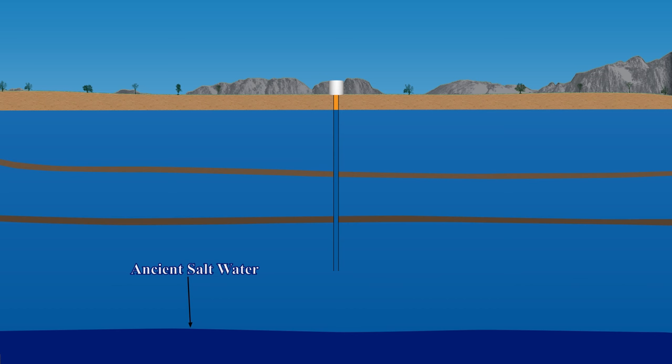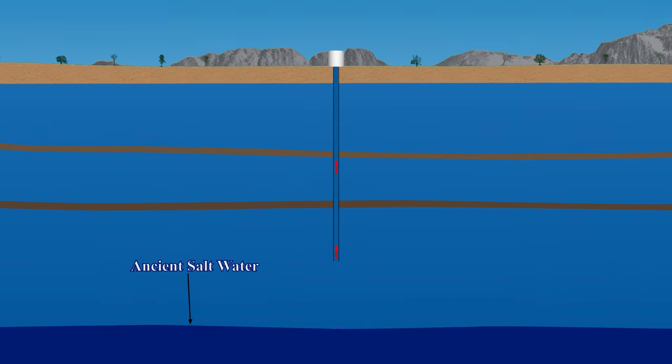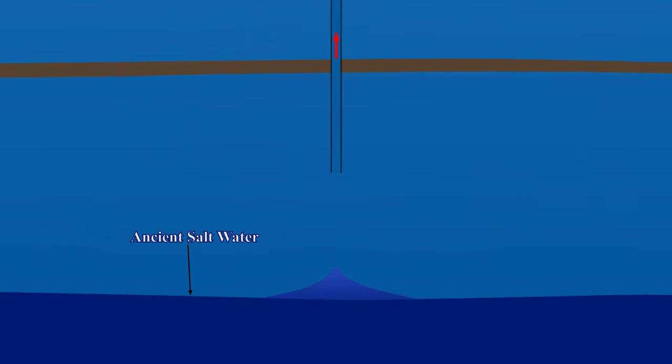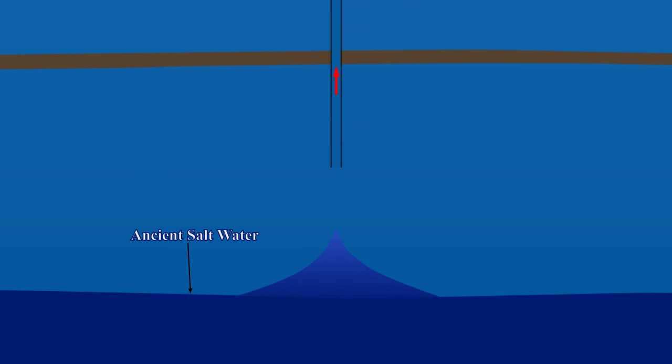Some of these aquifers contain ancient saltwater trapped deep underground. Drawing down deep aquifers can result in migration of this ancient trapped saltwater into parts of the aquifer that previously contained freshwater, causing a decline in water quality.